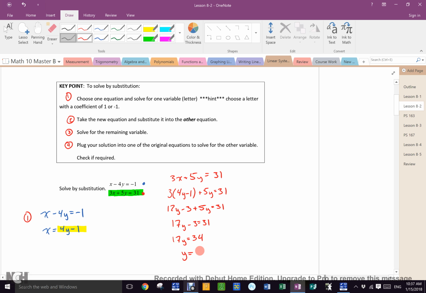Pretty soon it'll all show up. y equals 2. Now, do I have half of my answer? What's missing? The x. What do you see right here? x equals 4y minus 1. What's y? So what do I put there? And what do I get?